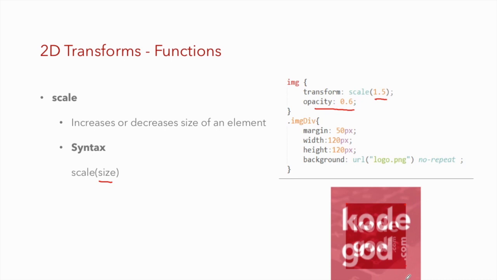Similarly, you can scale down the image by writing something like this, let's say 0.5. Of course this is not really necessary, but you can use the scale property independently and just specify the size by which you want to scale the original HTML element.